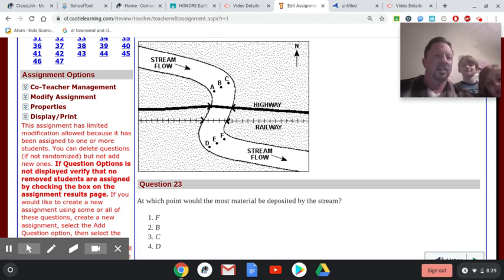A. Well, A actually would have deposition, but A is not one of the answers because we're looking at something on the inside curve. So A or F, and the answer is F. See, even my 6-year-old daughter knows the answer.